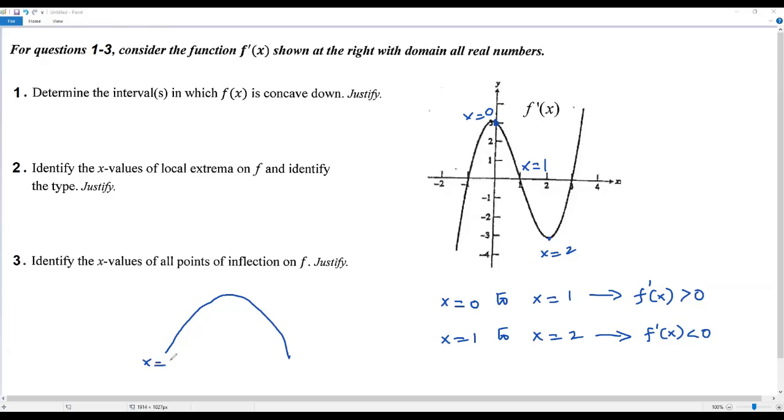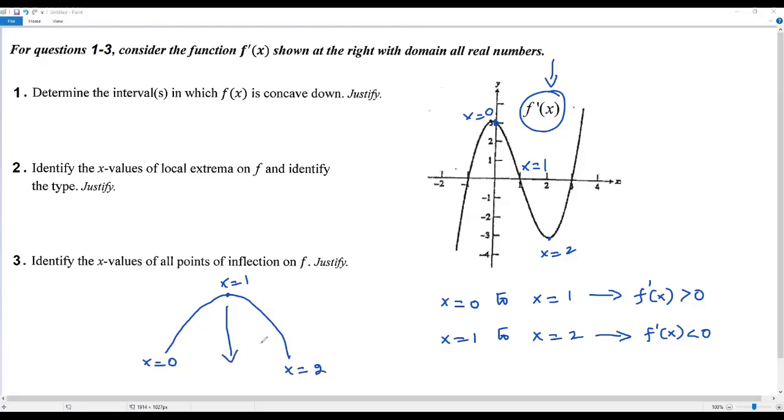Here we have x equals 0, at this point x equals 1, and at this point x equals 2. From 0 to 1, the slope is positive, that is, the graph of f prime of x has positive y coordinates. From x equals 1 to 2, the graph is below the x-axis, so the y coordinate of f prime of x is negative and the slope is negative. So it's falling. Clearly it's concave down.